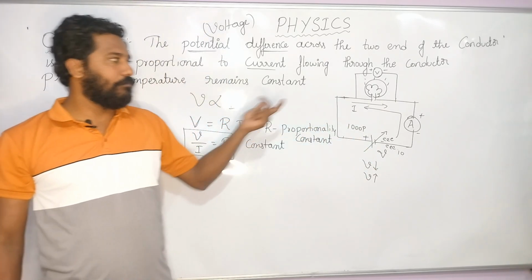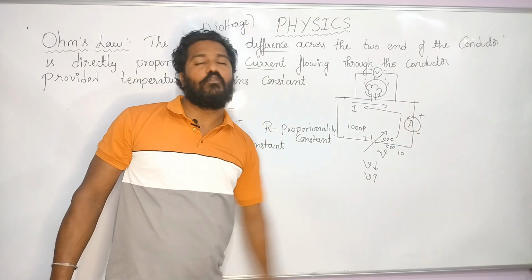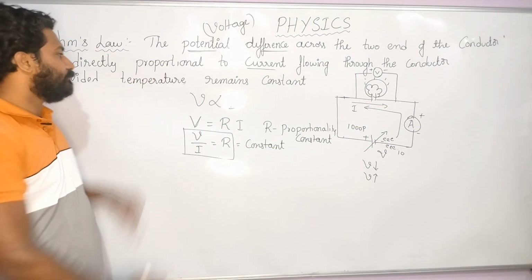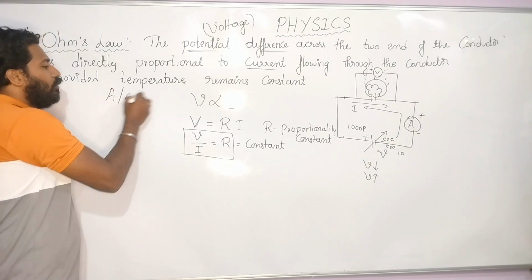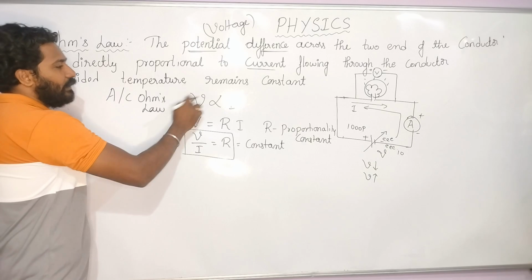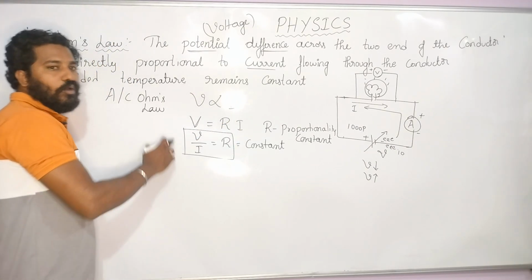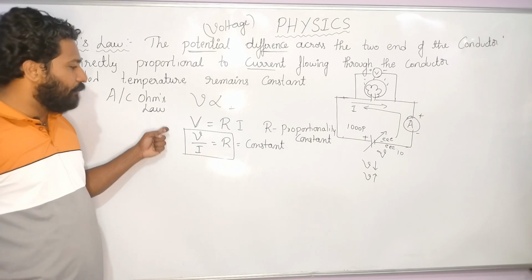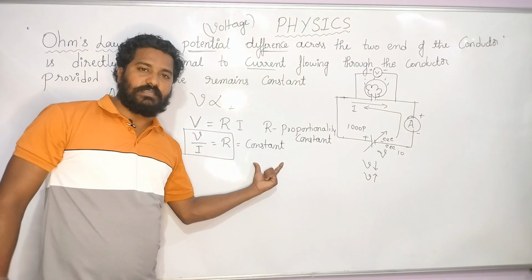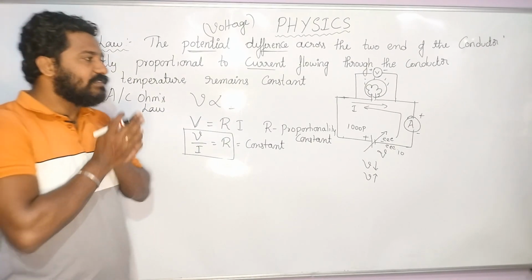Consider a conductor or a bulb, which is connected with a voltmeter and ammeter to a battery. Then according to Ohm's law, V is directly proportional to I, and V is equal to RI, where V by I is equal to R, which is a constant.